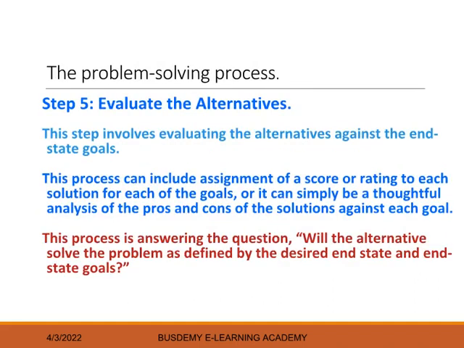Step 5. Evaluate the alternatives. This step involves evaluating the alternatives against the end state goals. This process can include assignment of a score or rating to each solution for each of the goals, or it can simply be a thoughtful analysis of the pros and cons of the solutions against each goal. This process is answering the question, will the alternative solve the problem as defined by the desired end state and end state goals?